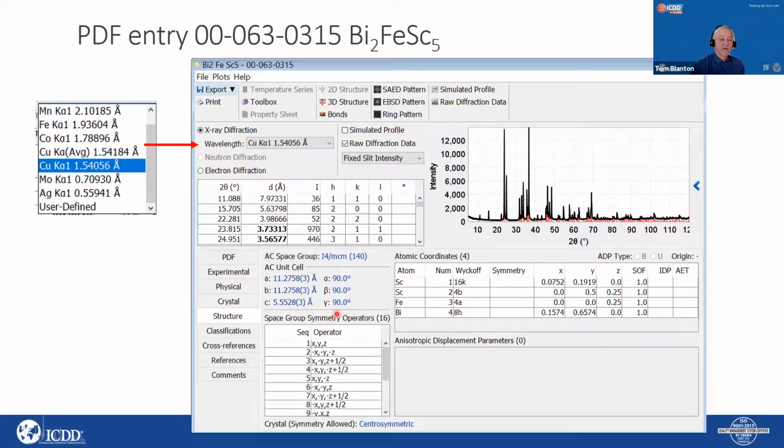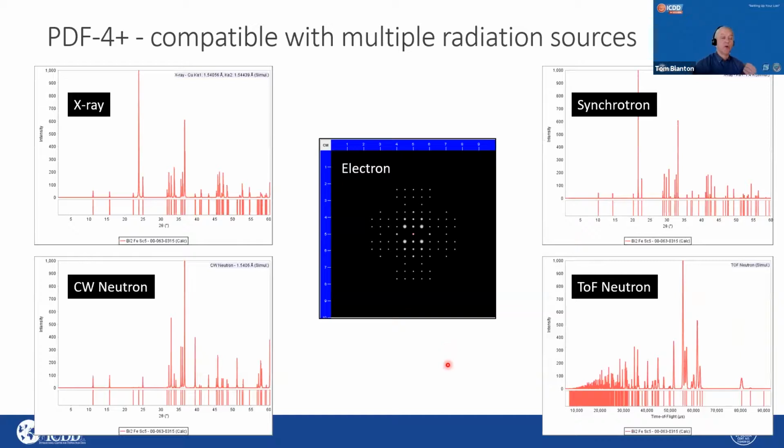Many of the entries have the atomic coordinates, and so with that, you can do more than just the phase ID. The radiation sources we can work with include X-ray, synchrotron data, electron data, constant wavelength neutron, and time of flight neutron data. So we're very flexible in terms of which radiation source you use for getting your data.